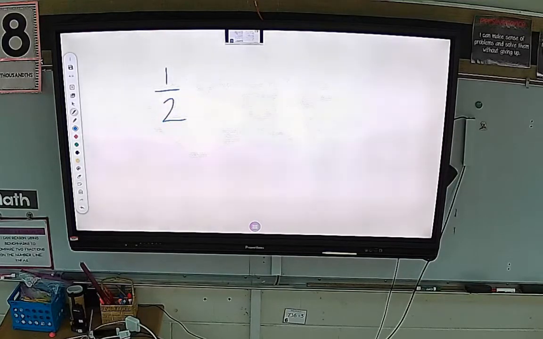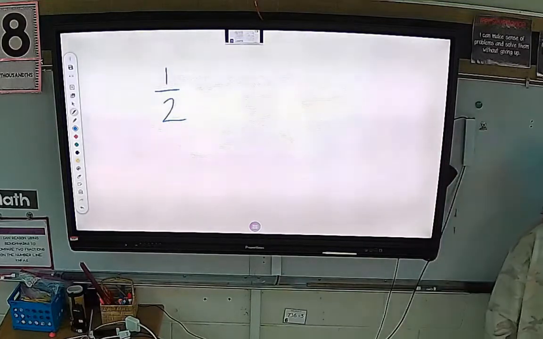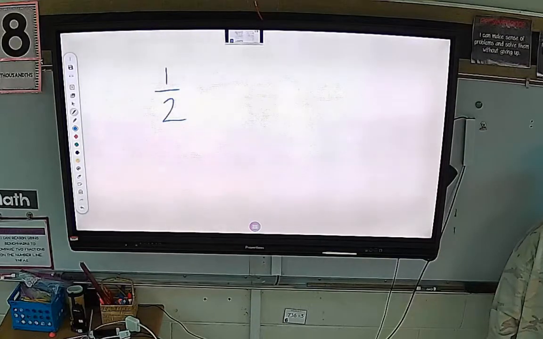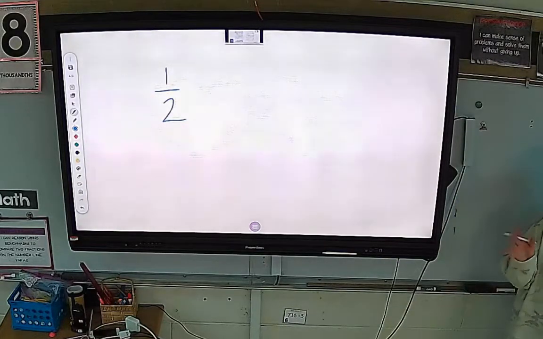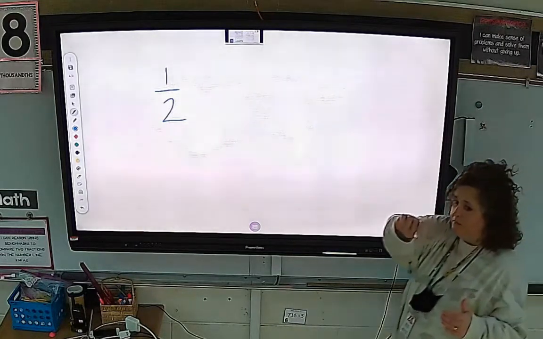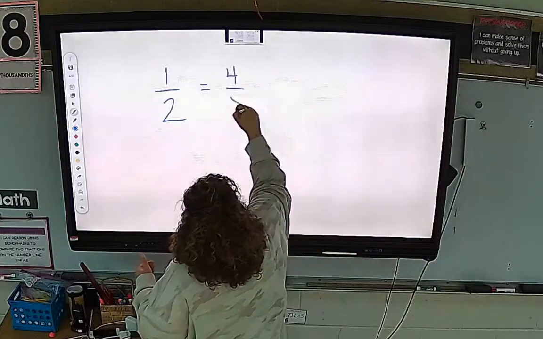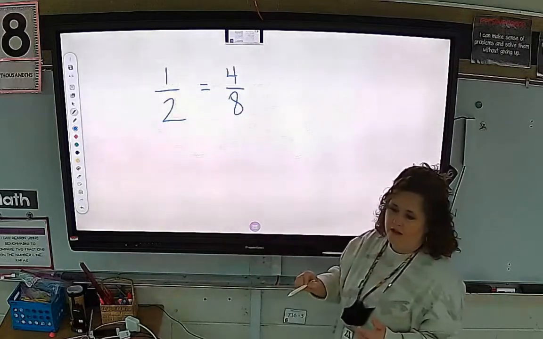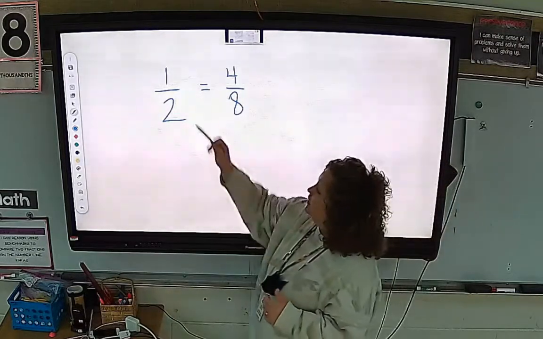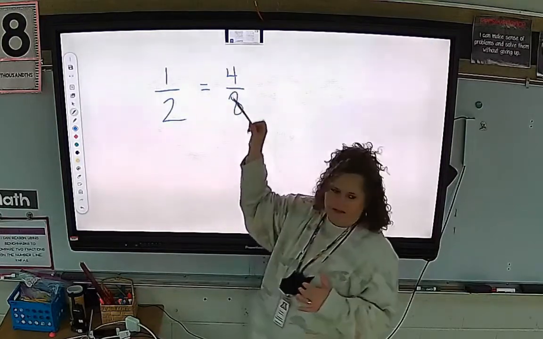Now we've learned how to figure this out with multiplication, with division, and of course we've drawn all kinds of models too. But can you tell me a fraction that's equal to this one? That's what I mean by another name for this. They equal the same thing, it's just a different fraction. What's one of them? 4/8. How did you get there? He multiplied the numerator and the denominator both by 4 and got 4/8.